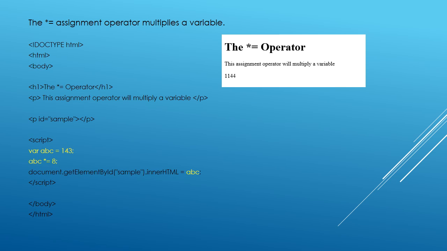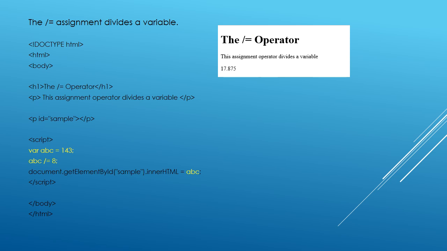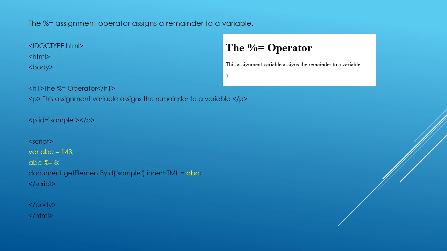The asterisk equals assignment operator multiplies a variable. The slash equals assignment operator divides a variable. The percent equals assignment operator assigns a remainder to a variable.